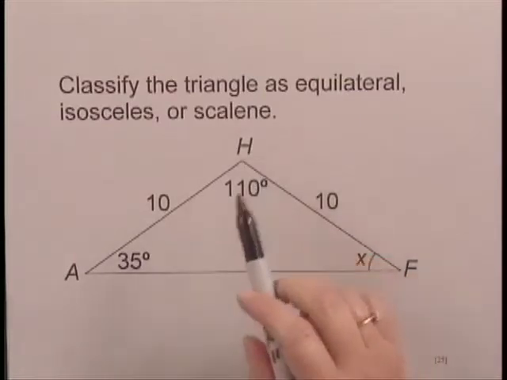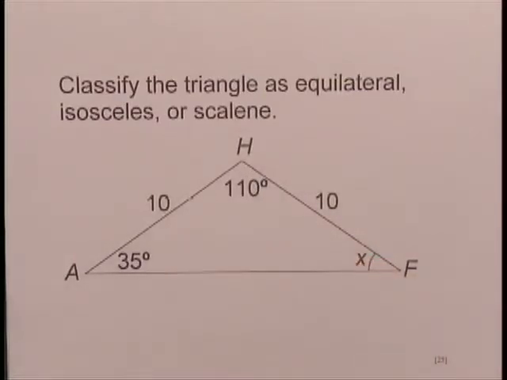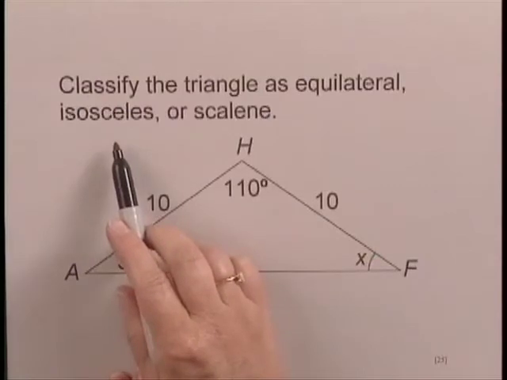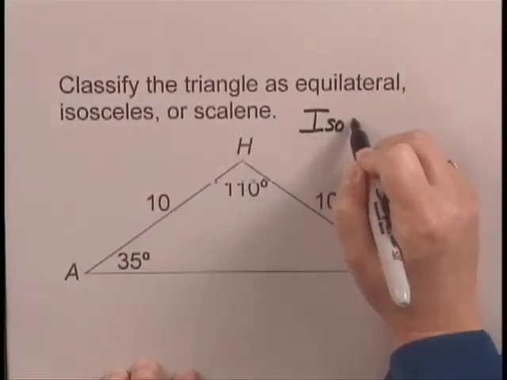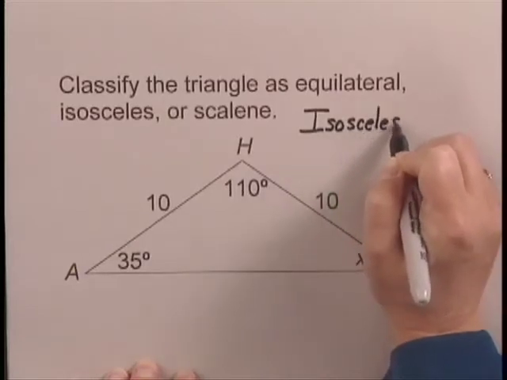This means that the triangle has two sides that are the same length, so it is isosceles. So we classify the triangle as isosceles.